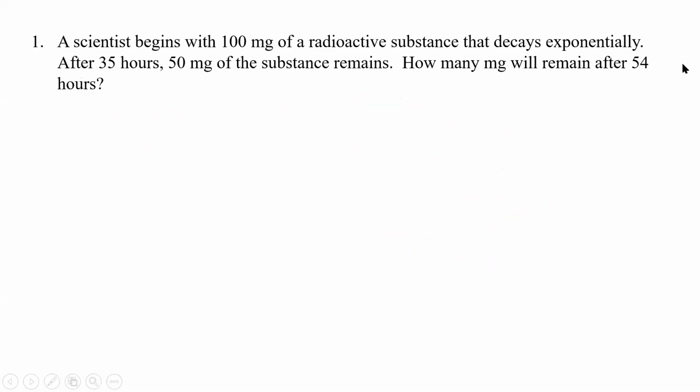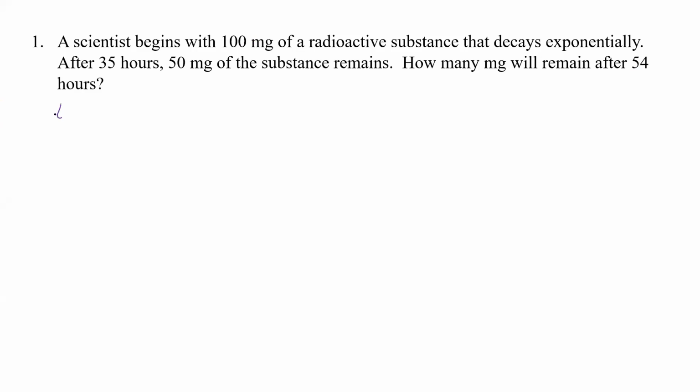All right, so here's another one. Now this one is slightly different. You can do this one two different ways. I did it one way. Another way is using just different variables. Here we have a scientist who begins with 100 milligrams of a radioactive substance that decays exponentially. After 35 hours, 50 milligrams of the substance remains, and then they want to know how many milligrams remain after 54 hours. So what we're going to have to do is calculate what our rate is. Then we can put that back into our exponential decay function, and then plug in our new time and solve for how many milligrams that way.